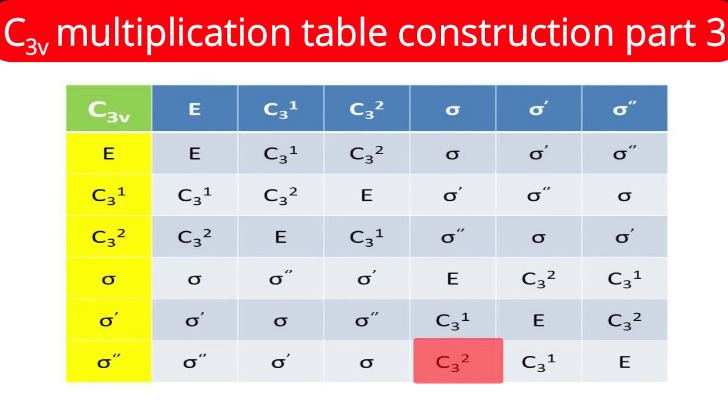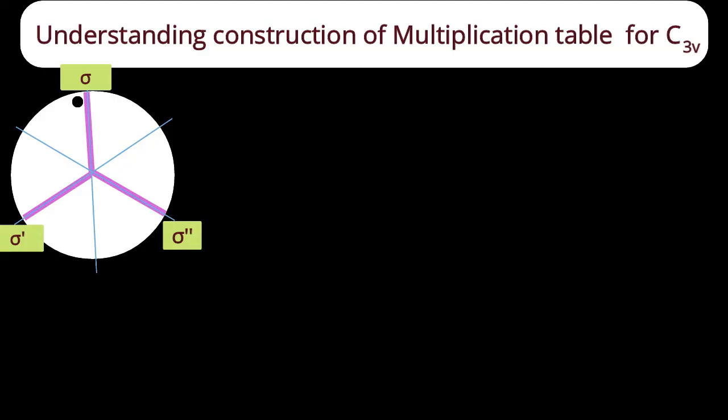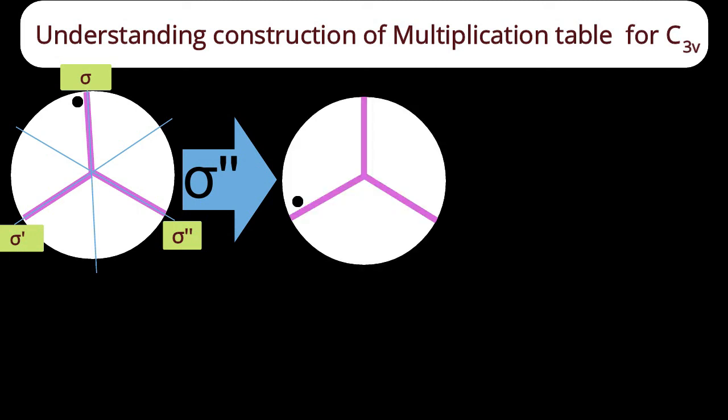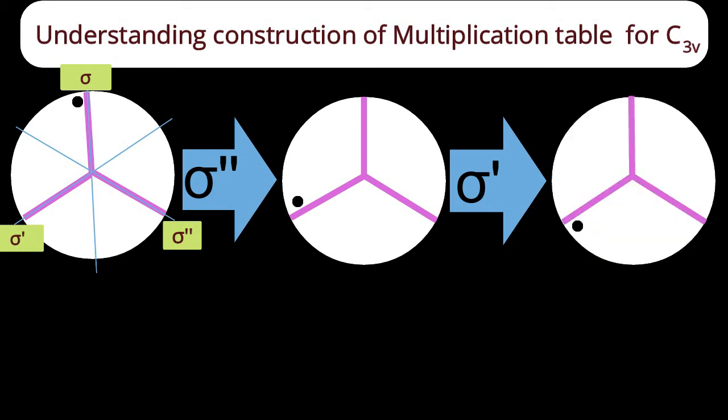Now I want to derive only the last point, sigma double dash into sigma dash. It's our original ammonia molecule. After the sigma double dash operation, the knot will shift to the left side bar, placed at the upper portion of the left side bar. On this structure, if I perform the sigma dash operation, the knot will remain on the same side, but from the upper portion it will come to the downside. Here is the final result.